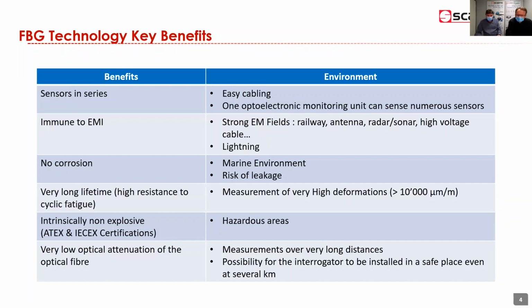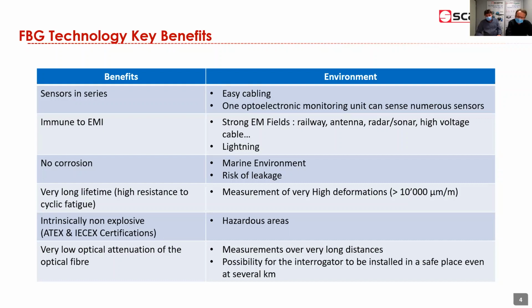Then other benefits, I'm sure you know them, but I just repeat them: optical fiber is immune to electromagnetic interference. It's only light passing through. So it's very helpful in environments with very strong electromagnetic fields, such as antennas, radars, high voltage cables, or when there is lightning. The second very important point is that there is no risk of corrosion. The fiber itself is only glass, so even in marine environments there is no risk of corrosion. It's another very important and convenient point for this technology.